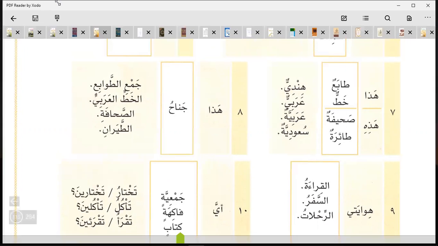Haza janahu jami' tawabi'. This is the stamp collection stall. Haza janahul khattil Arabiyi. This is the Arabic calligraphy stall. Haza janahus sahafati. This is the journalism stall. Haza janahut tayarani. This is the aviation stall. Miss Satya.